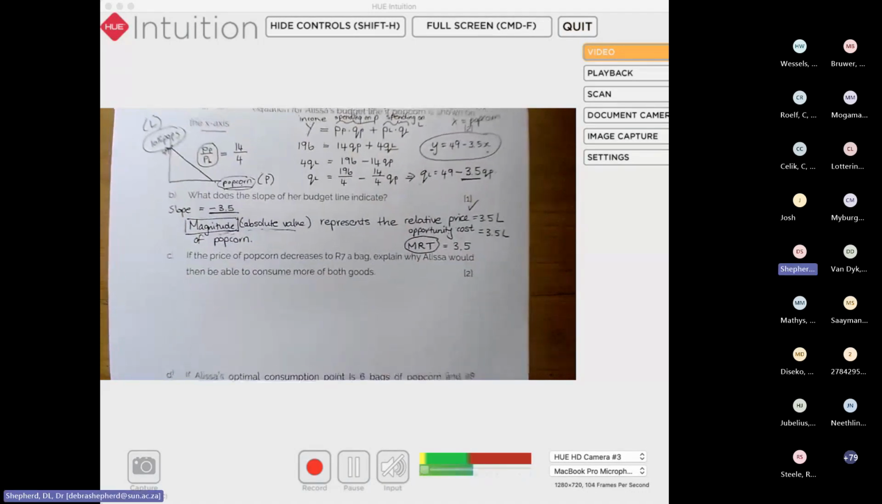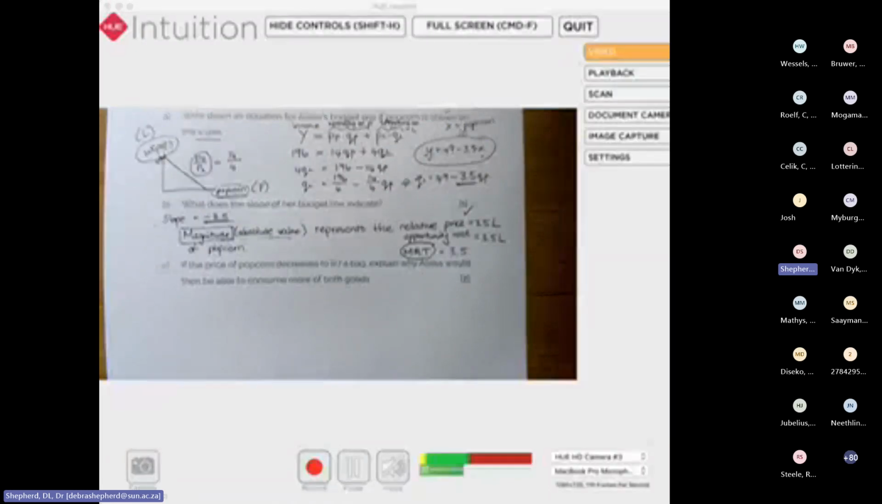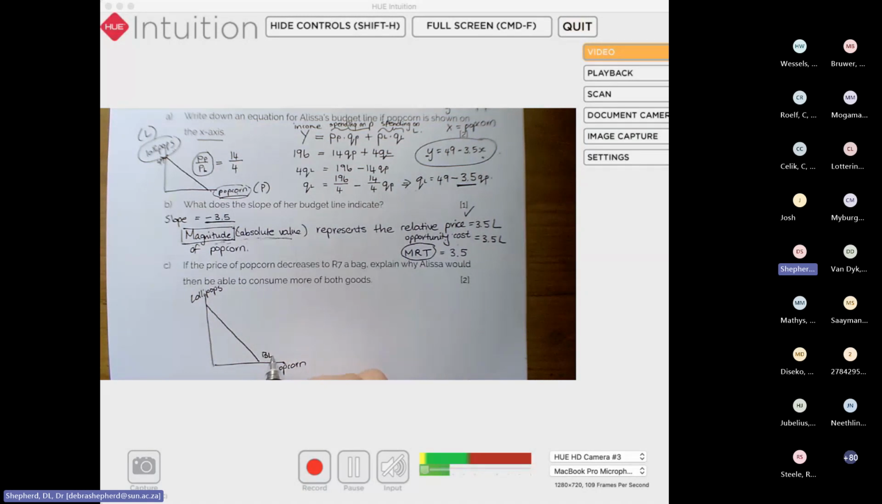Okay, then C asks, if the price of popcorn decreases to 7 Rand a bag, explain why Alyssa would then be able to consume more of both goods. So I'm a big fan of drawing graphs in order to guide answers because I think graphs just give the answer. So if we go back to the picture and we have lollipops on the y-axis and we have popcorn on the x-axis. So this is the original budget line.